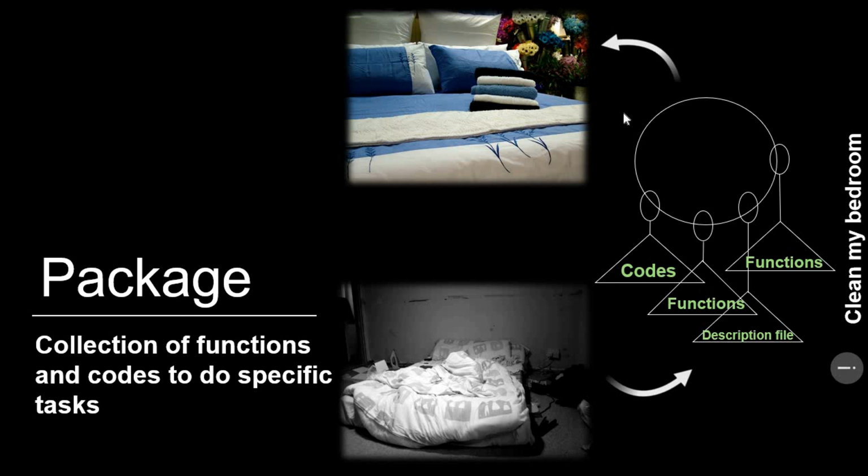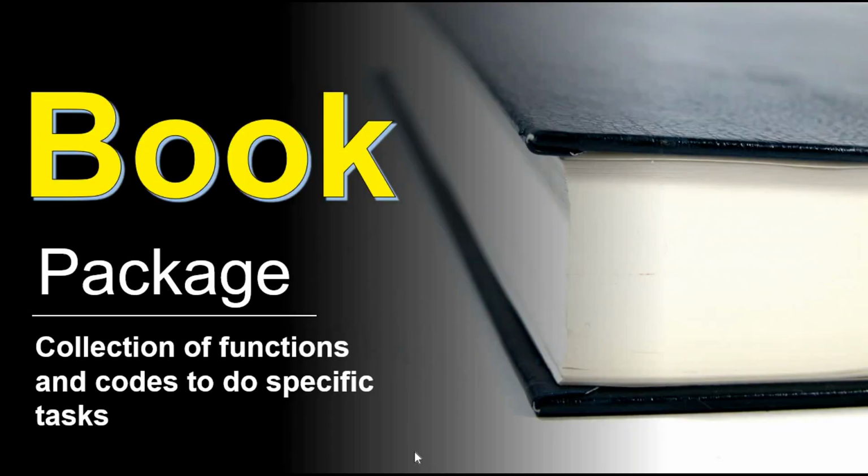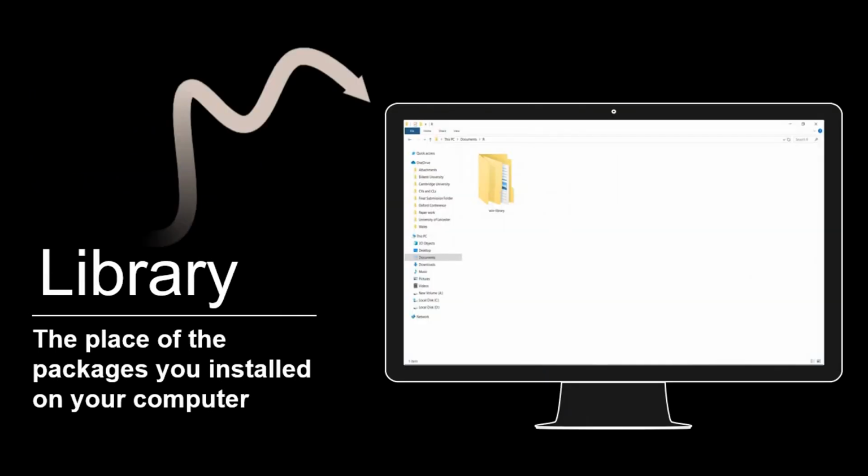So imagine it as a keychain. Each package will have different types of codes and functions, and also will have a description file explaining what this package does. So I want you to think of a package like a book. Each book will have different chapters. These chapters represent functions.